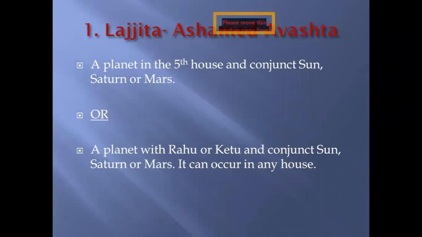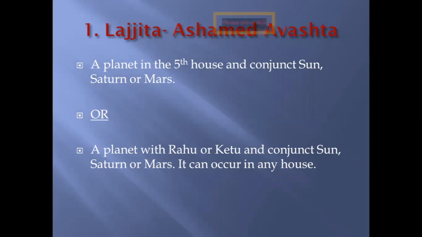Remember also that we're only going to use the 7 planets. We're going to use Sun, Moon, Mars, Venus, Mercury, Jupiter, and Saturn. We're not going to use the nodes because they're just astrological points. They're not actual planets. Okay, so let's look at how the Lajjitadi Avasthas are formed.